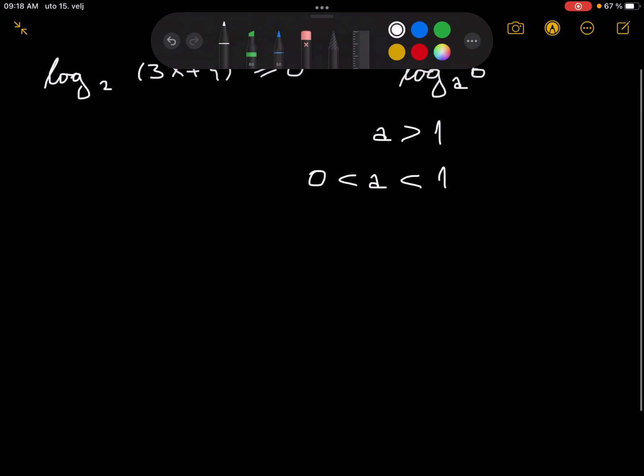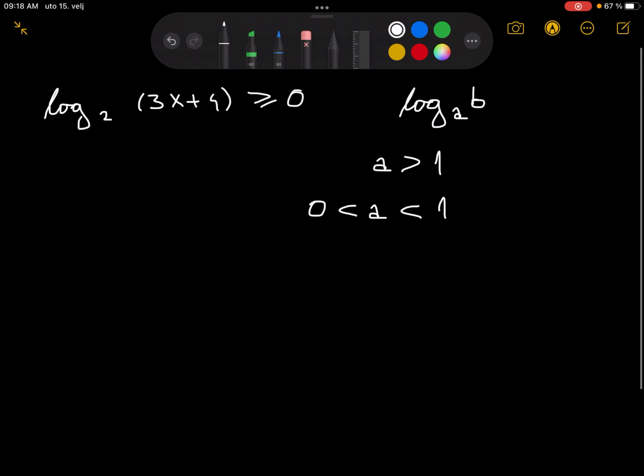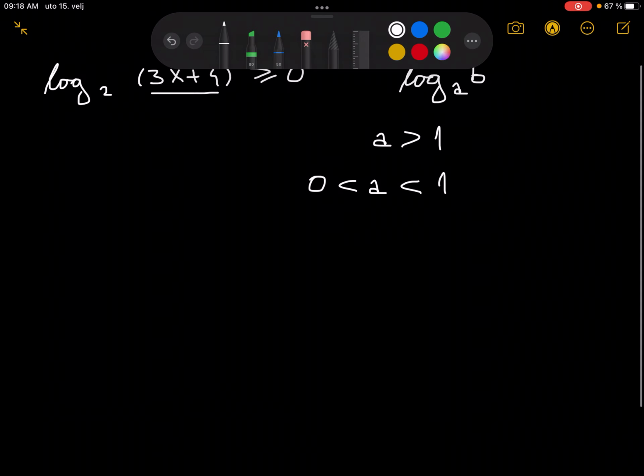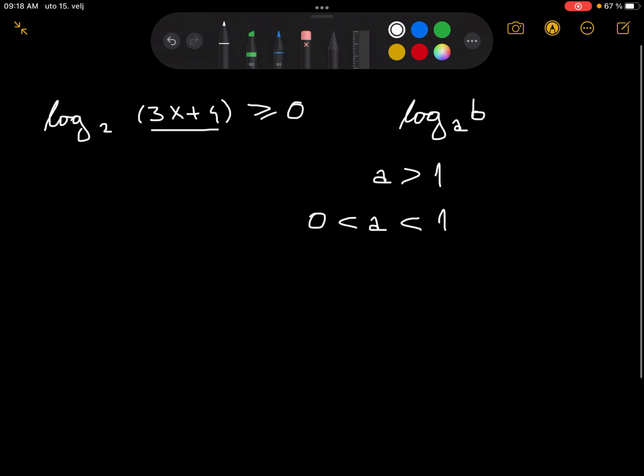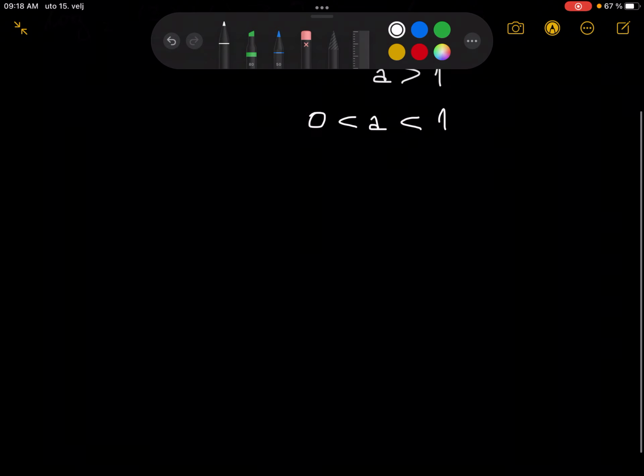So we know that in order for a logarithm to be defined, its base must be positive and different than 1, and its argument, namely this value here, or b, must be strictly greater than 0, at least in the real world. So let's go ahead and set both conditions.